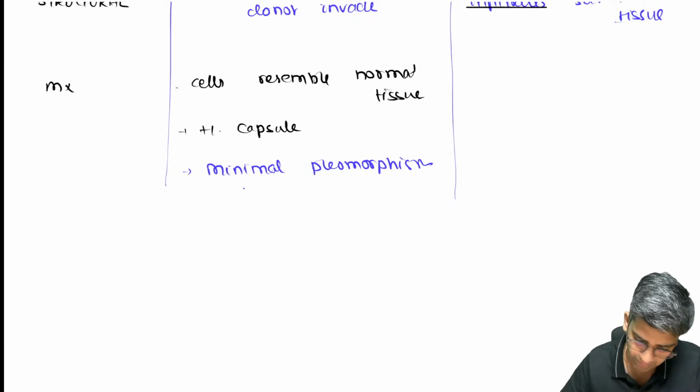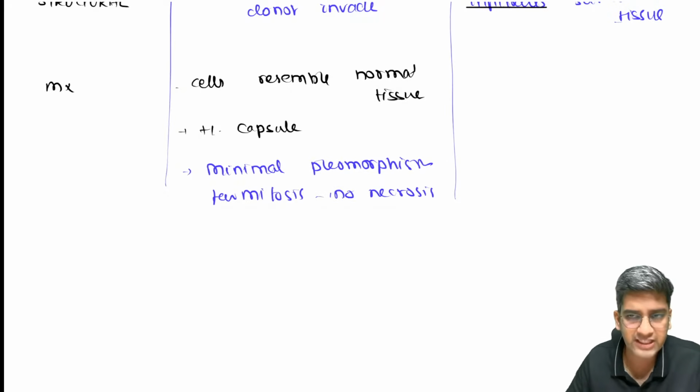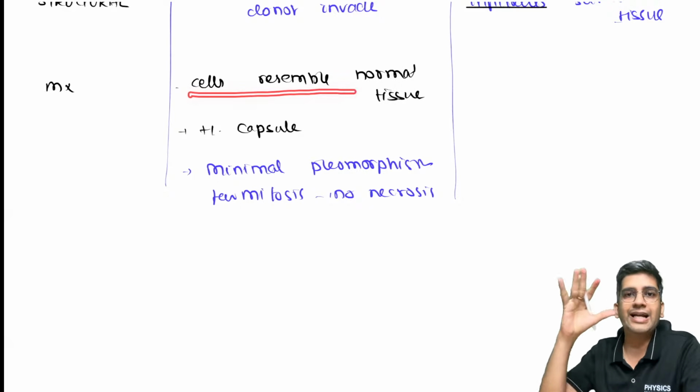Benign tumors will have minimal mitosis or very few mitotic figures, and generally no necrosis. These are all negative findings for benign. So I need a positive finding for benign, that it resembles normal parenchyma. Then I add extra points, right?